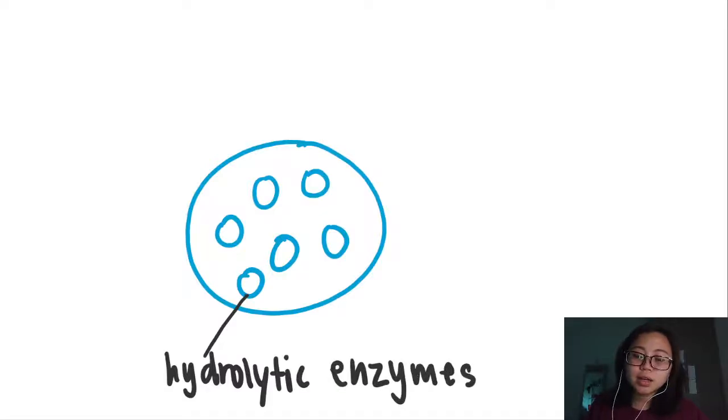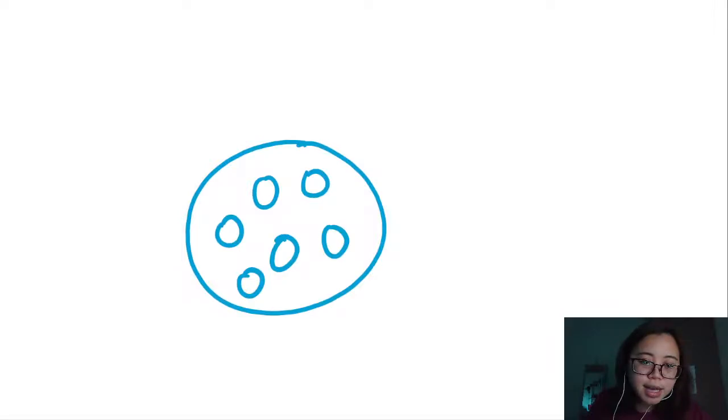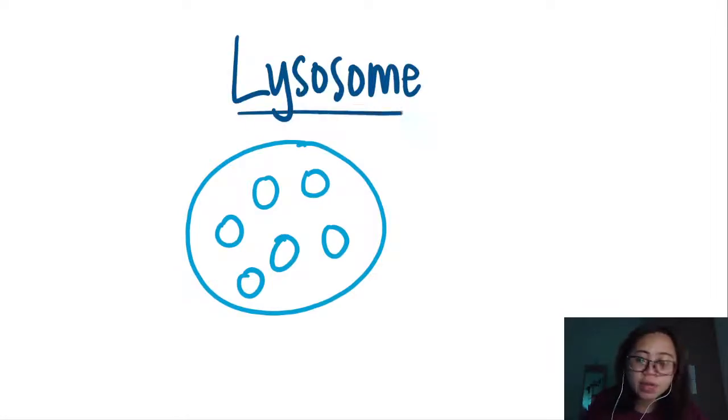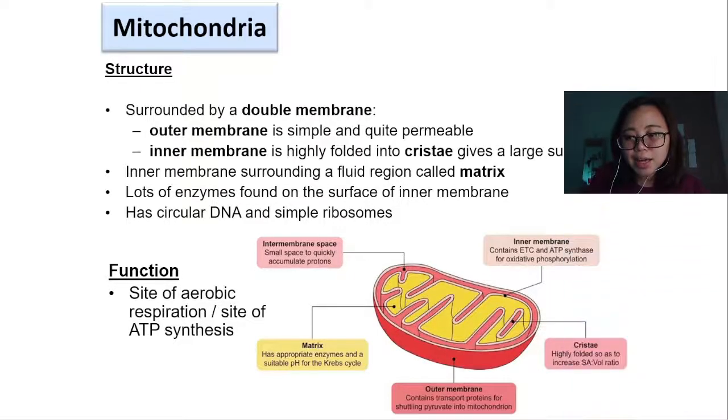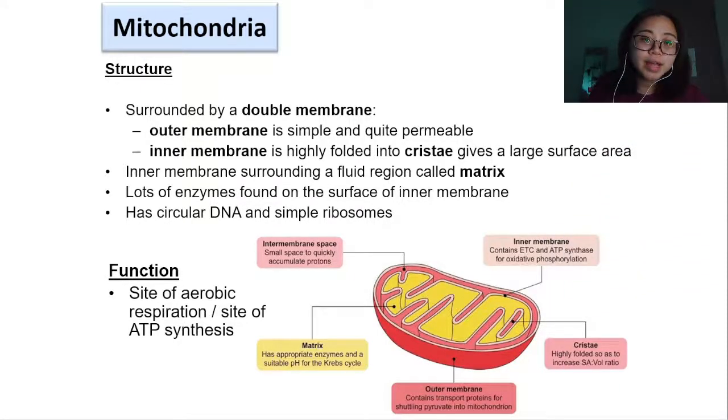So if you want to draw, just draw a circle and then draw this circle inside. The smaller circles inside the bigger circle is the hydrolytic enzyme, or you don't have to label it and you just write lysosome. And then we can move on to our next organelle.